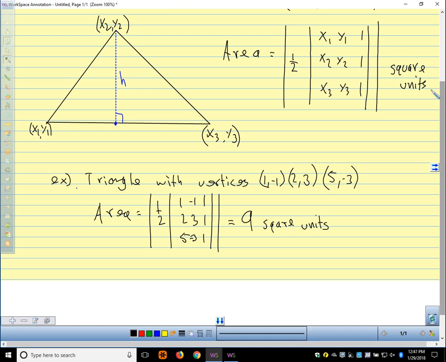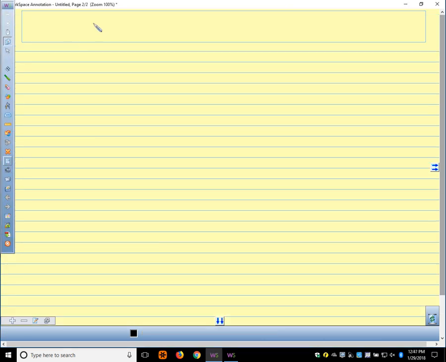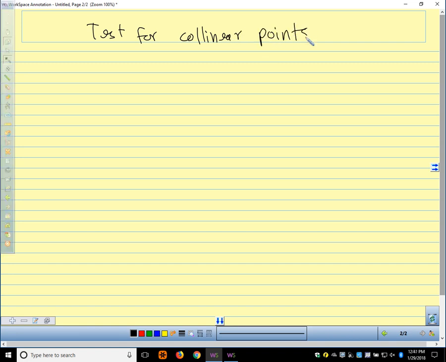All right, so what if these 3 points were all on a line? If x2, y2 were down here on this base, what would the area of that triangle be? 0. That gives us a way to test if 3 points are on the same line. So we can talk about our test for collinear points. Collinear just means on the same line.